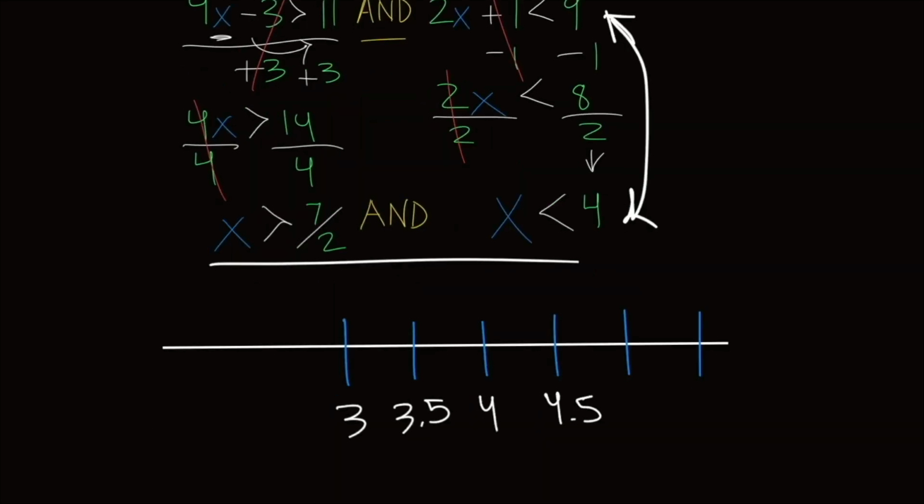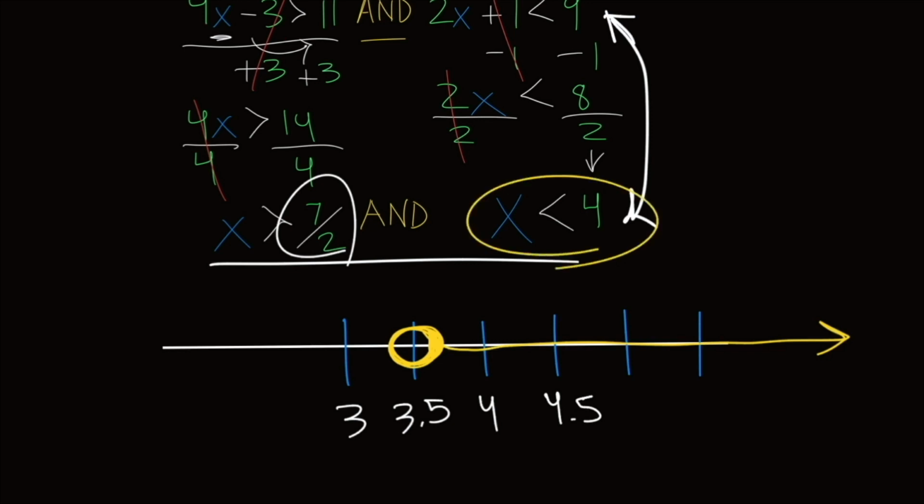Let's see, 7 over 2 evaluates to 3.5. So x is greater than 3.5. What we're going to do is draw a circle here starting at 3.5, but not fill it in. That's the left side of our compound inequality. Now let's look at the right side.